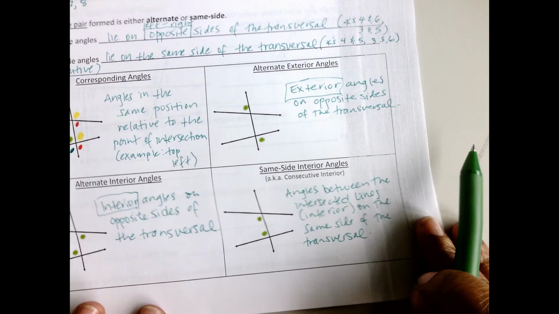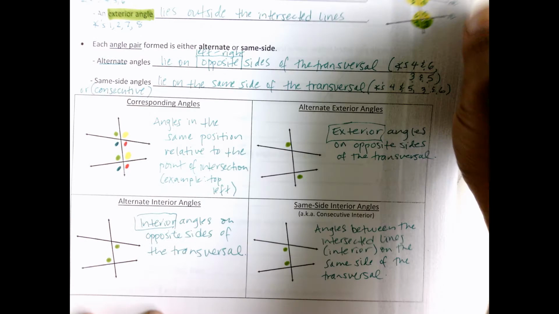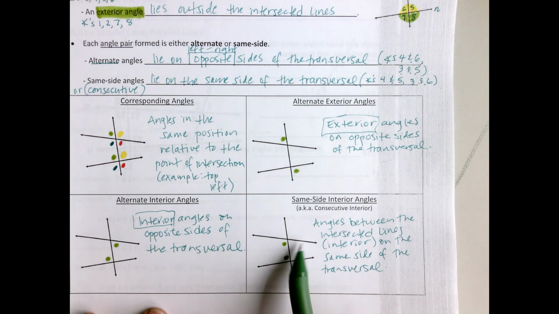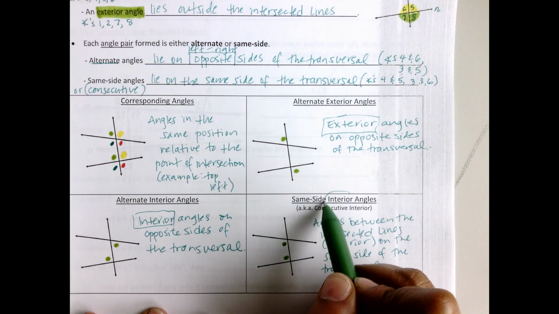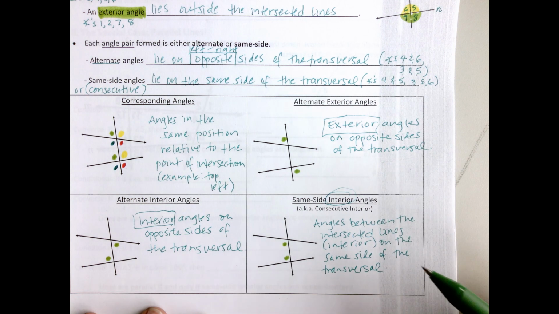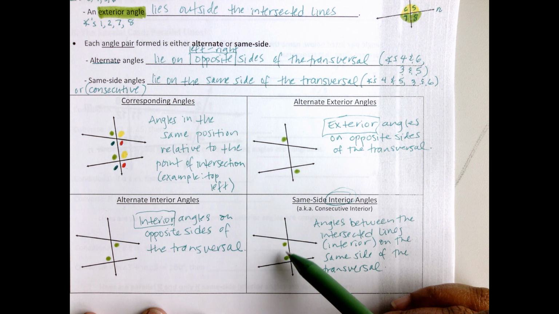Same side interior, we talked about that. Same side interior angles are angles between the intersected lines. Same side interior is the key word, meaning they're going to fall somewhere in between these two intersected lines. And because they are on the same side or consecutive interior, they are both either on the left or on the right.